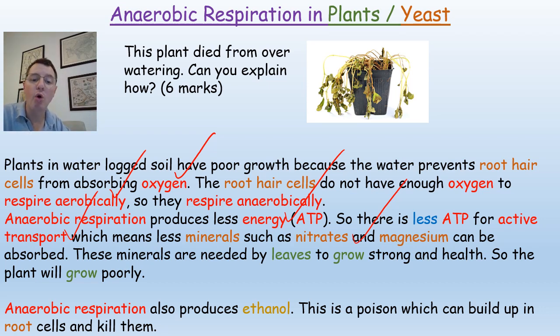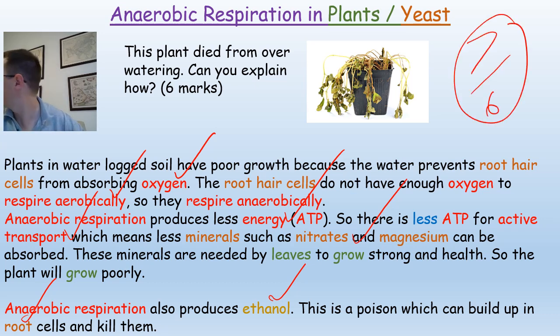Anaerobic respiration also produces ethanol, which is a poison and can kill the root hair cells. So if you count up the ticks here, we have 1, 2, 3, 4, 5, 6, 7 ticks there. So you had a chance of getting 7 marks out of the 6 available in total.